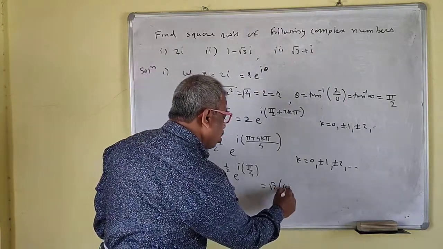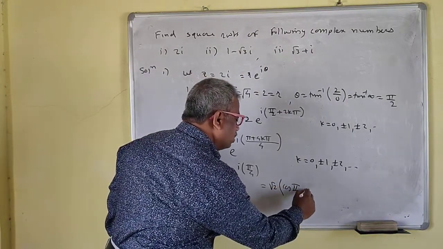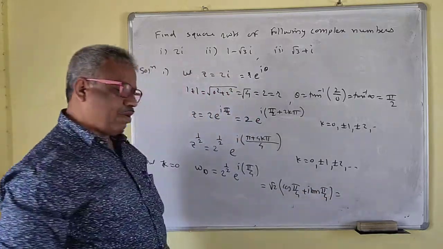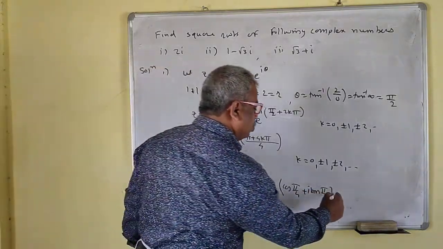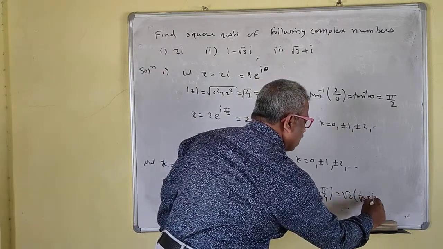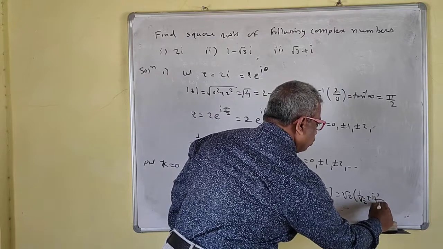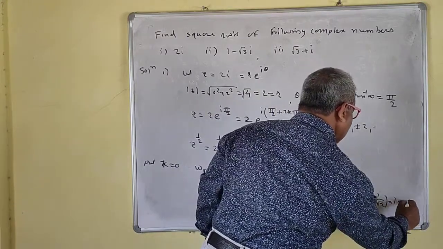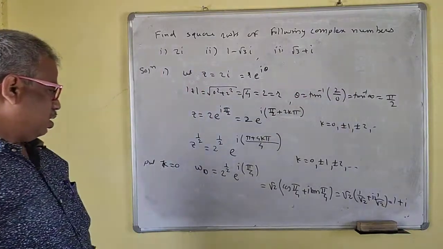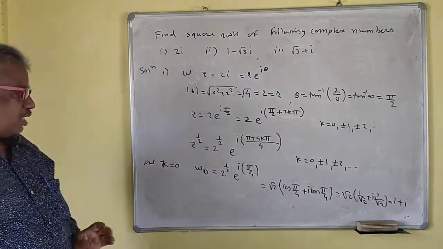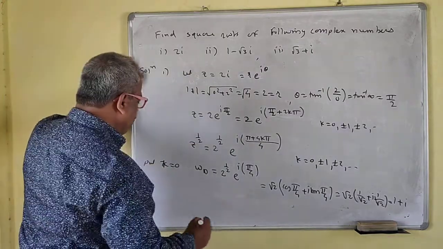So this is cos π by 4 plus i sin π by 4. Cos π by 4 is 1 by root 2, so this is root 2 times 1 upon root 2 plus i times 1 upon root 2. If you multiply by root 2, what we get then? 1 plus i. So that means one square root of this, 2i, is 1 plus i. Okay, so you have to find the other root.